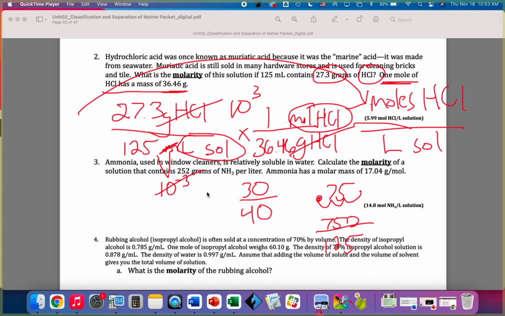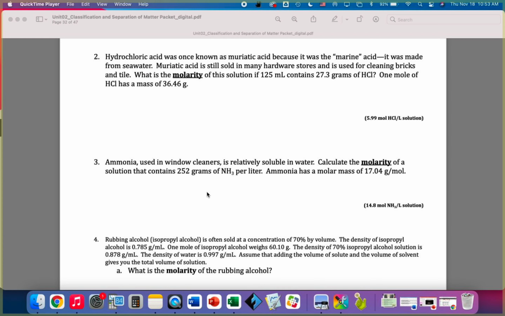All right, let's go ahead and take a look at problem number 3 now. A very similar problem. We want molarity, so moles on top, and the chemical we're dealing with this time is NH3.